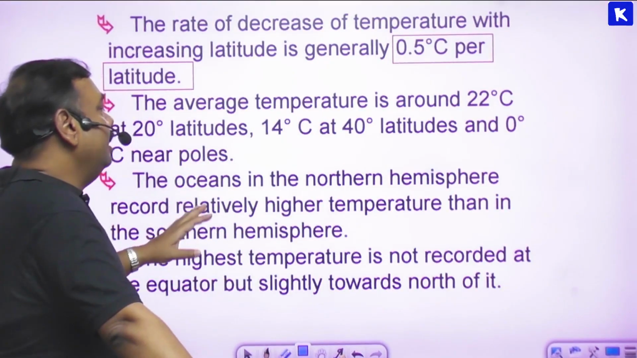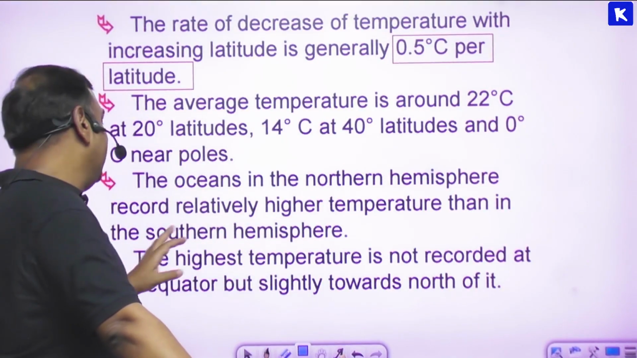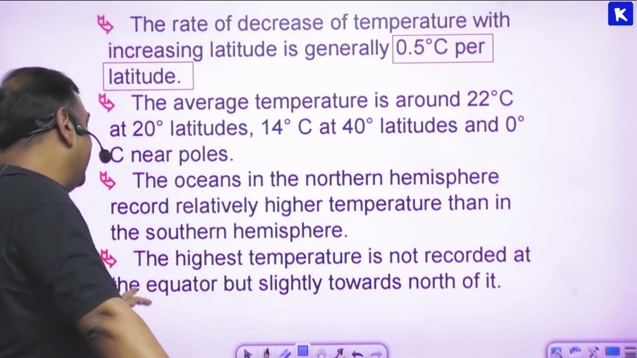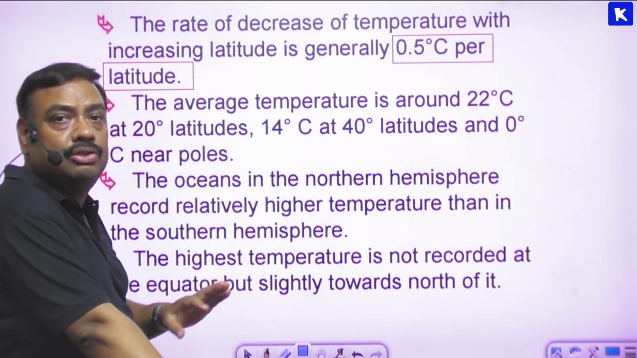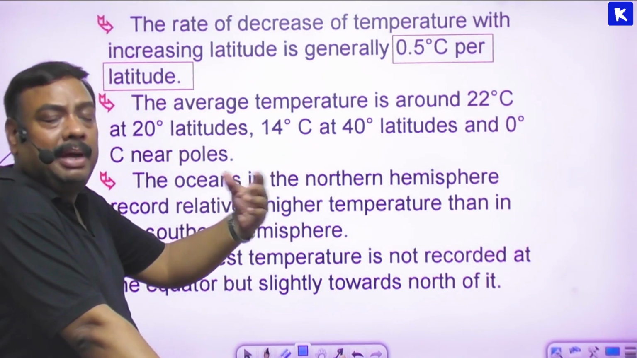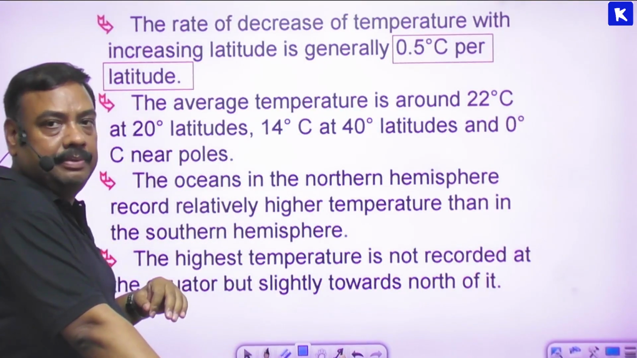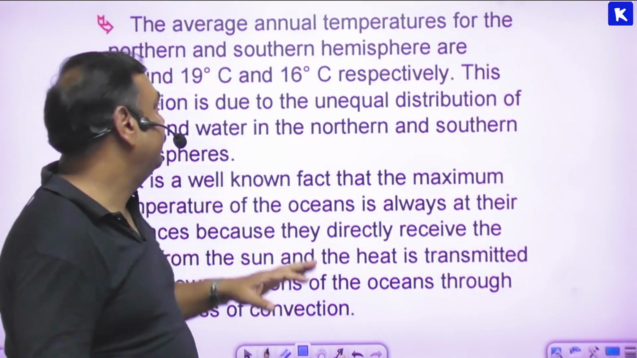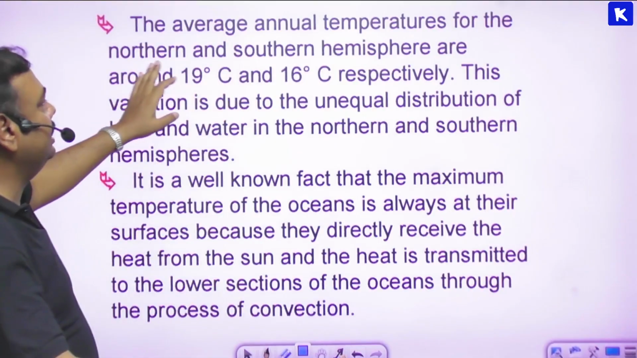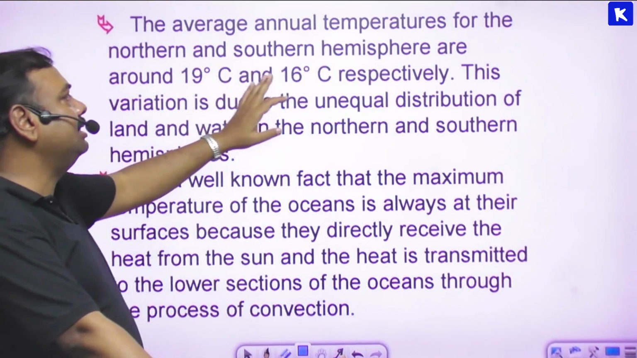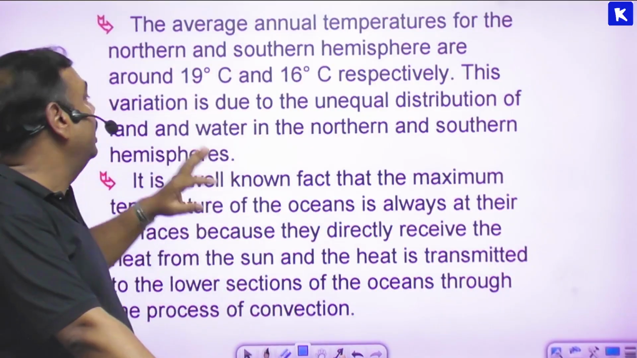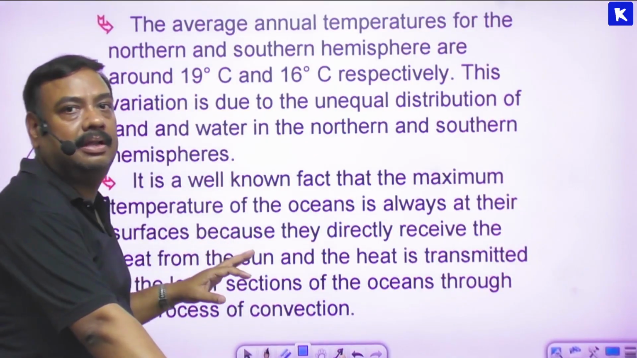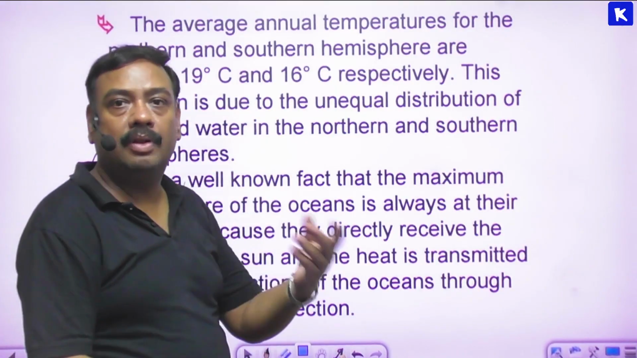The oceans in the northern hemisphere record relatively higher temperature than in the southern hemisphere. I told you, the highest temperature is not recorded at the equator but slightly towards north of it. Why is it so? Because there is much part of continent in the northern hemisphere and expanse of ocean water in the southern hemisphere. The average annual temperature for the northern and southern hemispheres are around 19 degrees Celsius and 16 degrees Celsius respectively. I was telling this variation is due to unequal distribution of land and water in the northern and southern hemisphere. That is what I was telling you further.